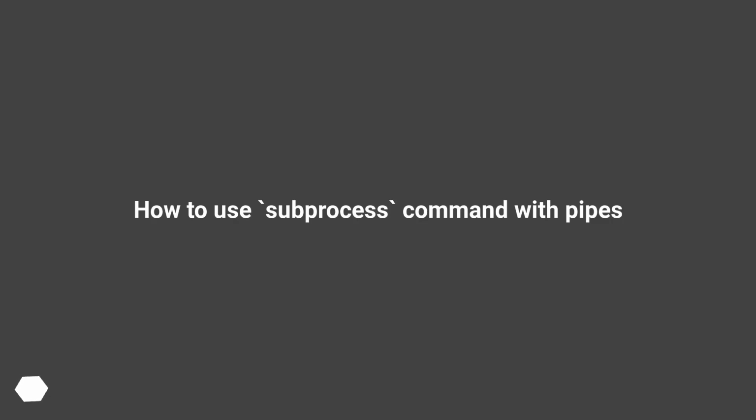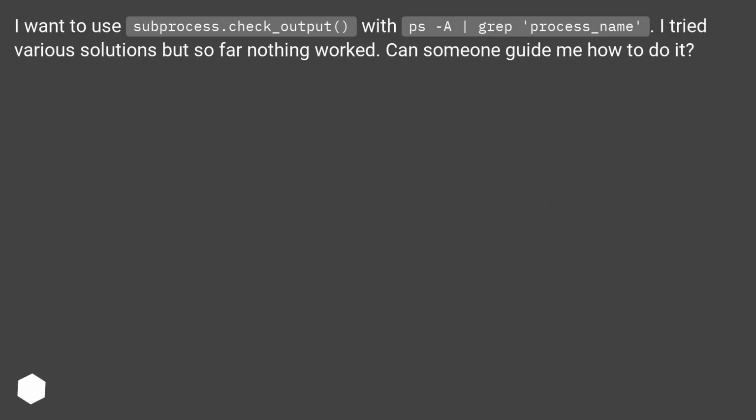How to use subprocess command with pipes. I want to use subprocess.check_output with ps a | grep process_name. I tried various solutions but so far nothing worked. Can someone guide me how to do it?